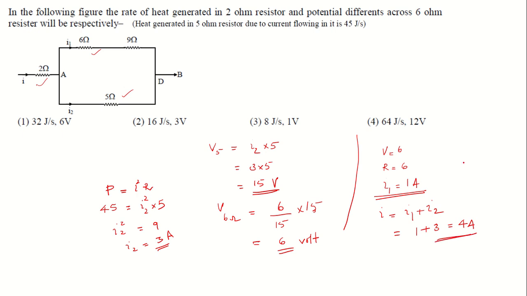With the total current, we can easily find the heat generated in the 2 ohm resistor using the concept I square R. What is I here? It is 4. So 4 square into 2, that is 16 into 2, so you get the value as 32. So it is a good question. Keep it in mind.